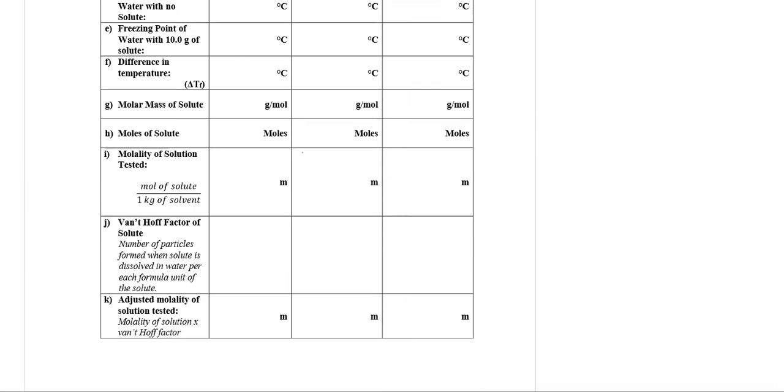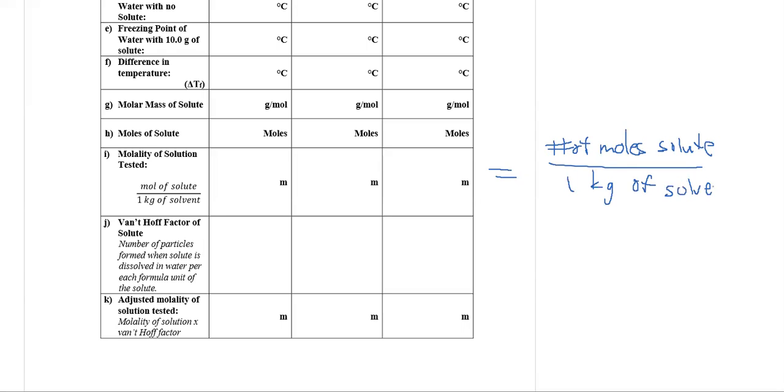Now, remember that molality is something a little bit different. Molality is the number of moles of solute over 1 kilogram of solvent. So it's not 1 liter of solution, it's 1 kilogram of solvent. So you really want to make sure that you remember molality and how it's different from the other ones.